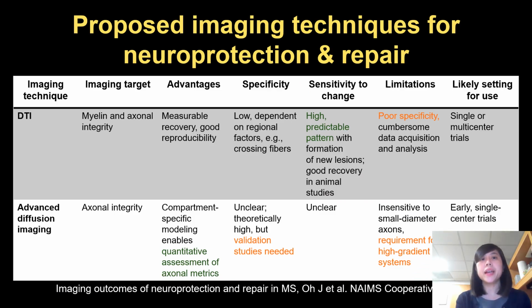So as a quick summary, in terms of proposed imaging techniques and their role in assessing particularly neuroprotection, DTI is advantageous in the sense that it's very reproducible and has high sensitivity to changes in the tissue, but it's quite limited in its specificity. Whereas advanced diffusion imaging metrics like NODDI have gained quite a bit of interest in the last few years for their ability to quantitatively assess axonal metrics, but further validation studies are needed. In particular, when we want to consider, say, small diameter axons, or even quantify axonal size, we may need to use higher gradient systems, which are not very widely available at this time.